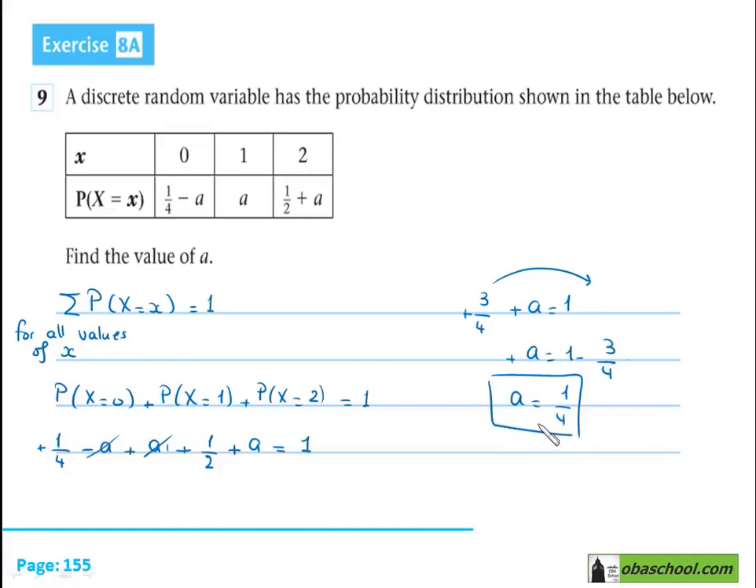To be sure of our answer, we substitute the a in the table. 1 over 4 minus 1 over 4, that means the probability here is 0. Then for x equals 1, the probability is 1 over 4. And finally, 1 over 2 plus 1 over 4 is 3 over 4. If we add all of these values, the answer is 1. So the value of a is correct.